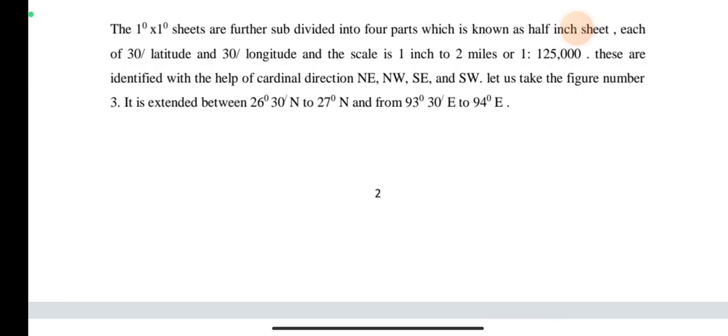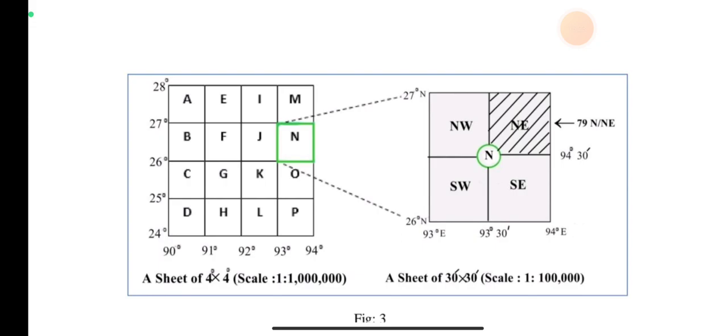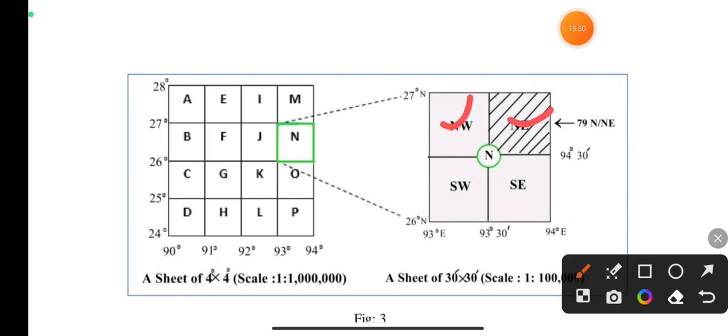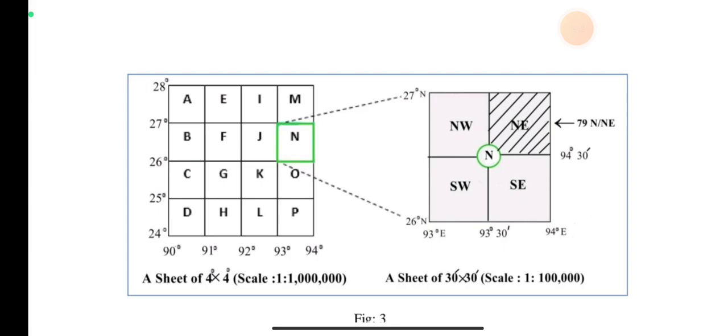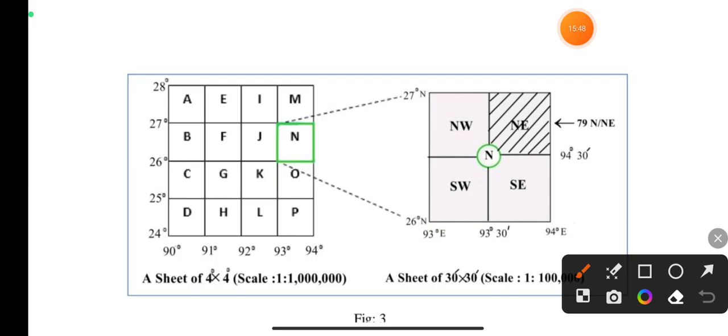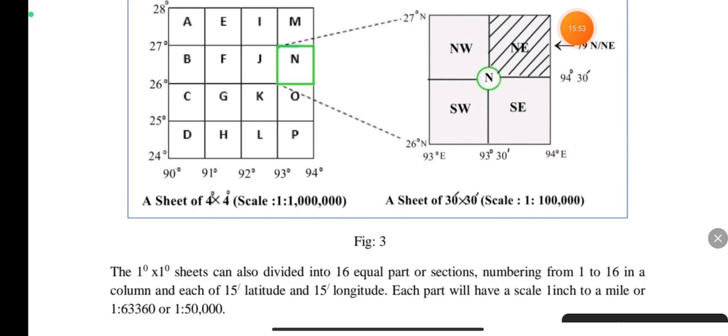Now these are identified with the help of cardinal direction, right? So here the image is also given. So this is the 79, and now we are dividing it into 4 directions. So we are giving naming again as per the direction: northwest, northeast, southwest, southeast, and see the final number of the map. So 79N and slash, then we write the direction. So this is a half inch sheet. The scale is 1 is to 2,50,000. Just 1/4 of the inch sheet.